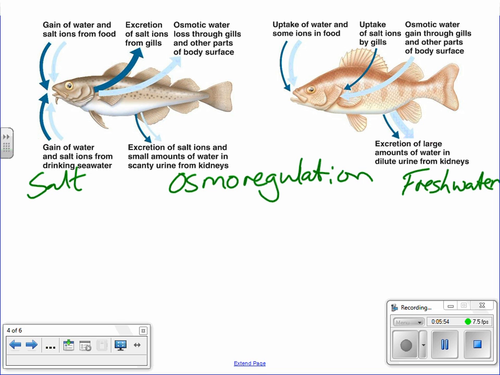So what do saltwater animals actually do? Well, they take in lots of seawater.